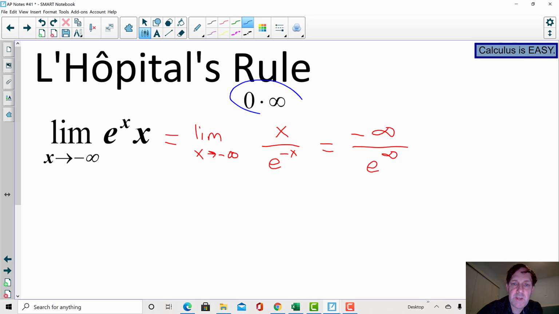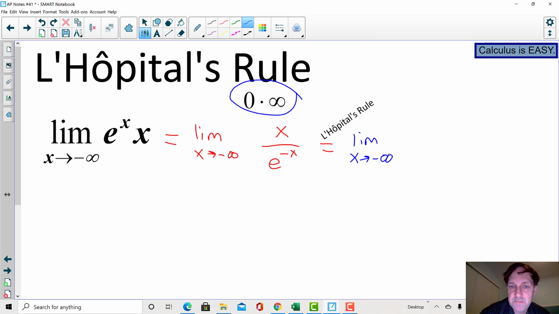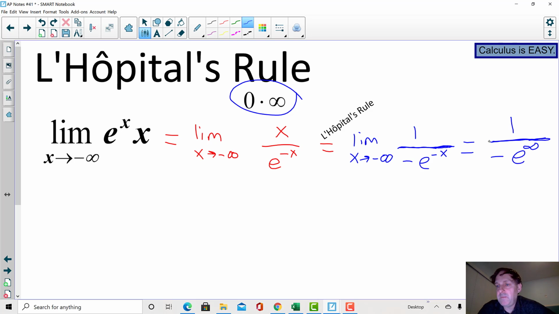So instead of being 0 times infinity, we rewrote the function so that when we do our limit, we end up getting infinity over infinity, of course with a negative in the front of it, but this means we can use L'Hopital's rule. So this limit here is going to equal, according to L'Hopital's rule, the limit as x goes to negative infinity of, and we're going to do the derivative of x, we get 1, and the derivative of e to the negative x is going to be negative e to the negative x. Now this is just going to be a plug-in limit. When you plug in the number, you get 1 over negative e to the infinity. So that's just going to be equal to 0.